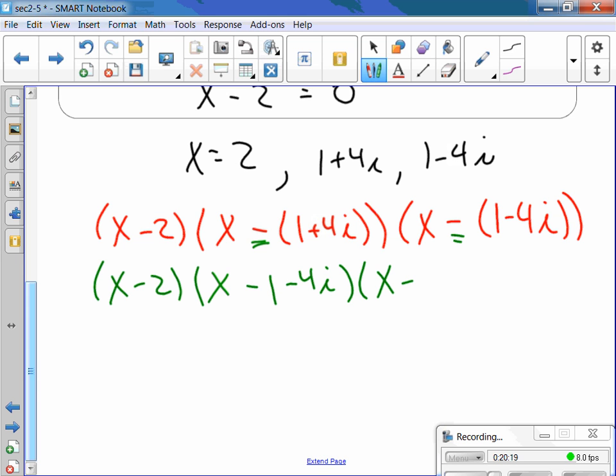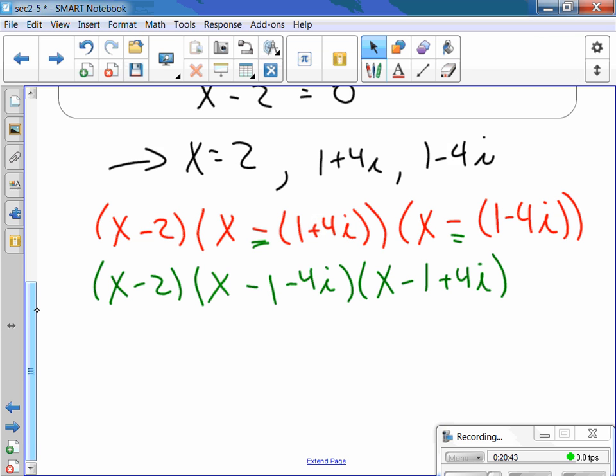You may see stuff like this, perhaps in your homework or somewhere, but this is how you want to go ahead and write it before you multiply. All right. But again, this particular problem just asks us to find the zeros, which we did right here: x equals 2, 1 plus 4i, 1 minus 4i. Questions?